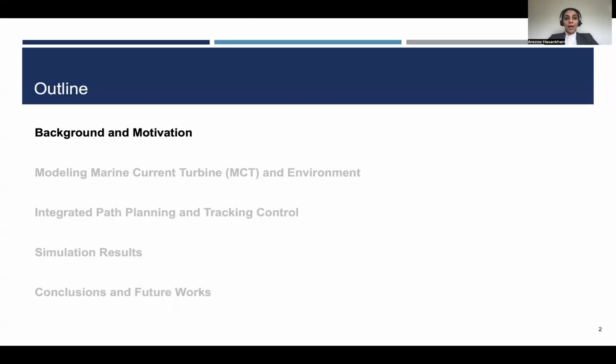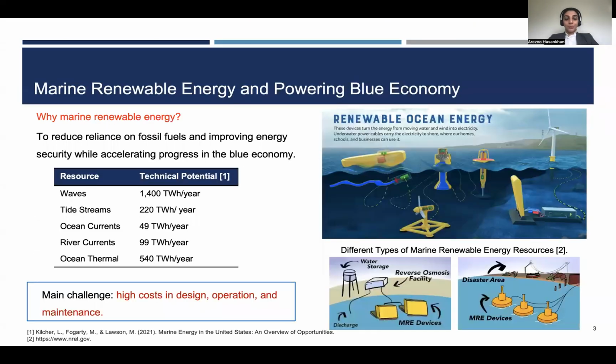At first, I'll give you the background and motivation behind the work. But the main question here is: why renewable energy? These are important resources for us to reduce the reliance on fossil fuels and also improve the blue economy.